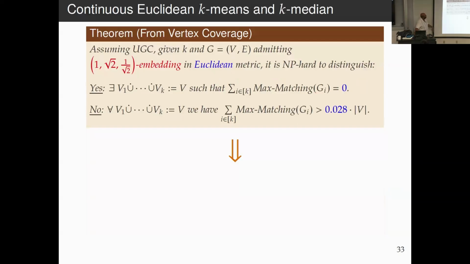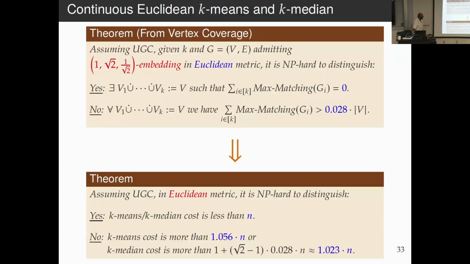And then you can plug in, right? Like you can take the vertex cover thing, and you can look at Euclidean metric. And in Euclidean metric, you can have it such that every pair that's non-adjacent is at distance 1, and everything that's adjacent is at distance √2, and the center is at 1/√2 from the points. And this is true for 0 versus 0.028. You plug it in, and you get that, assuming UGC in Euclidean metric, the cost is less than n versus 1.056n. You get some numbers based on this framework.